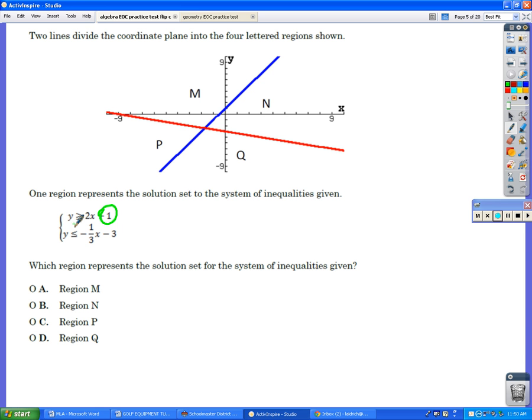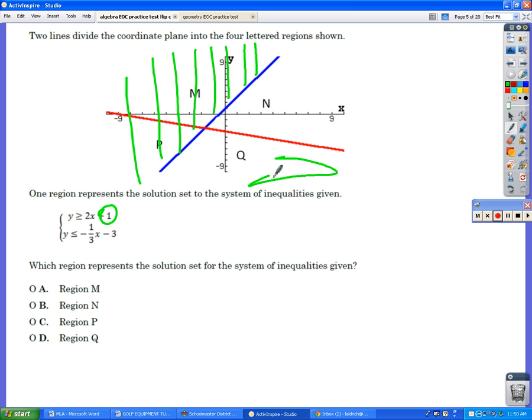So this, hold on. No, it says plus 1. Okay, so y is greater than or equal to that, so that means we would need to shade above that line. Then the next one, it says y is less than or equal to that, so we would need to shade below this line. So in what region is it double shaded? P. So the answer is C.